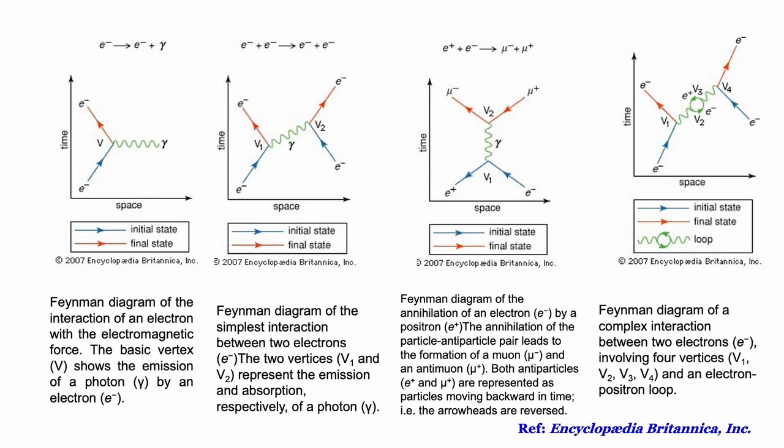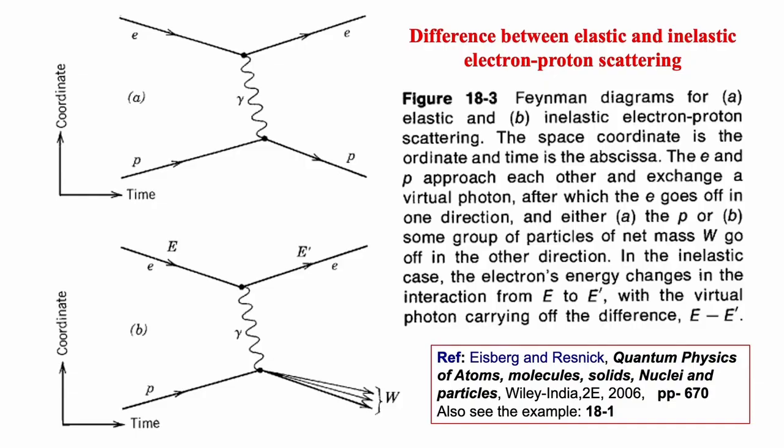A Feynman diagram of a complex interaction between two electrons involving four vertices V1, V2, V3, V4 and an electron-positron loop is shown in the fourth diagram. This is a typical Feynman diagram for elastic and inelastic electron-proton scattering. The space coordinate is the ordinate and the time is the abscissa.